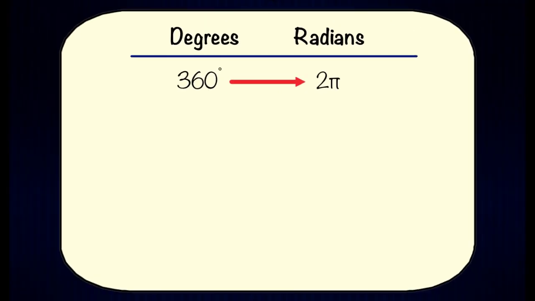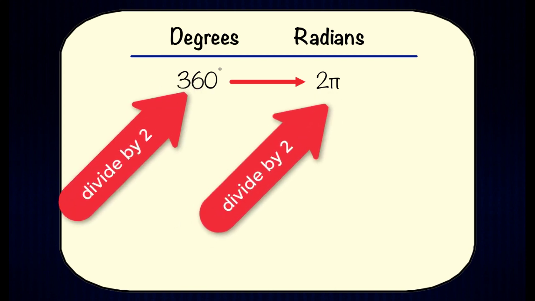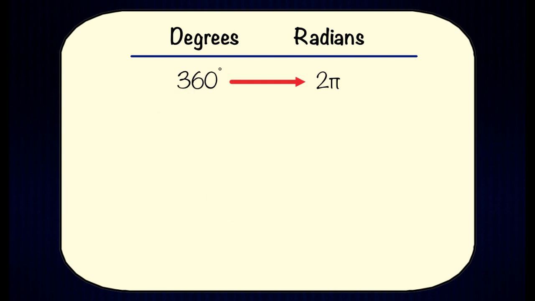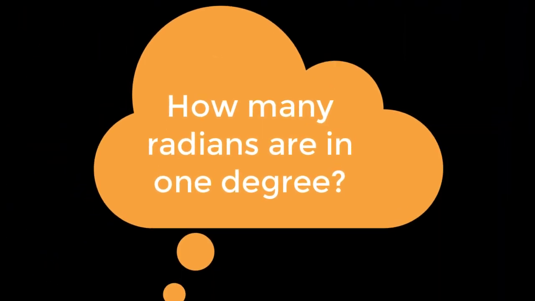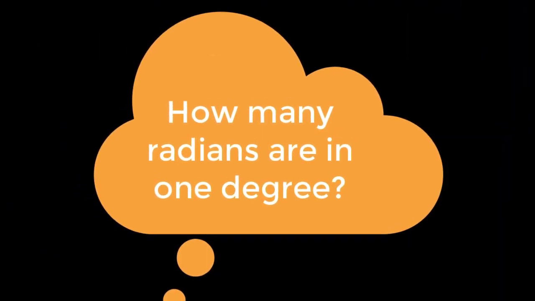Let's look at a simple table here. If 360 degrees is 2 pi radians, if we divide both sides by 2, that would mean 180 degrees is pi radians. And again, if we divide by 2, 90 degrees would be pi over 2 radians, and 45 degrees would be pi over 4 radians. So the question is, how many radians are in 1 degree?